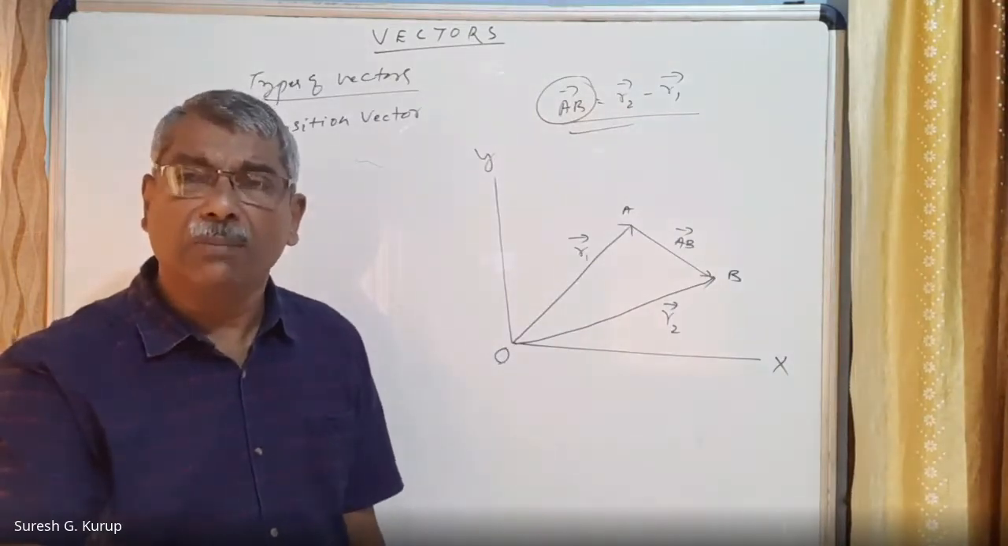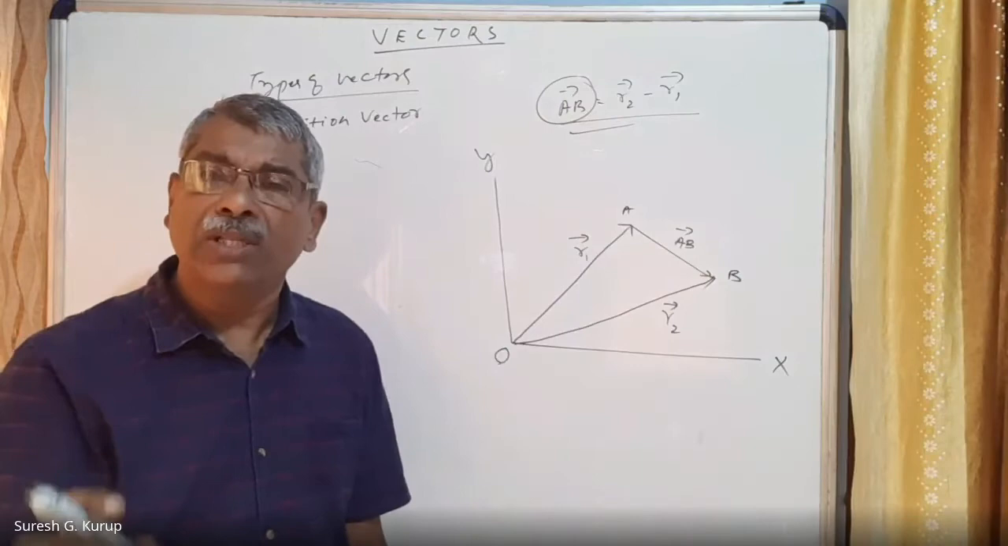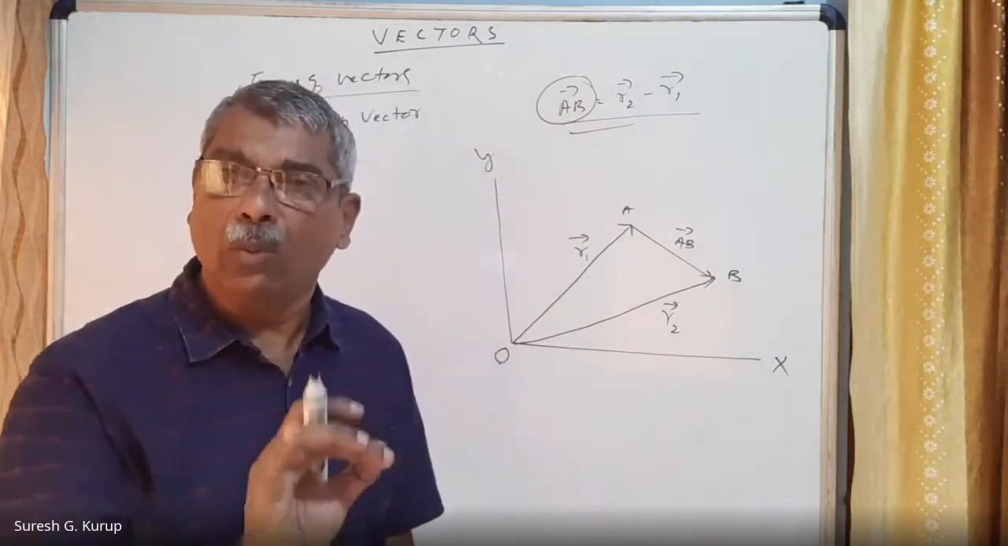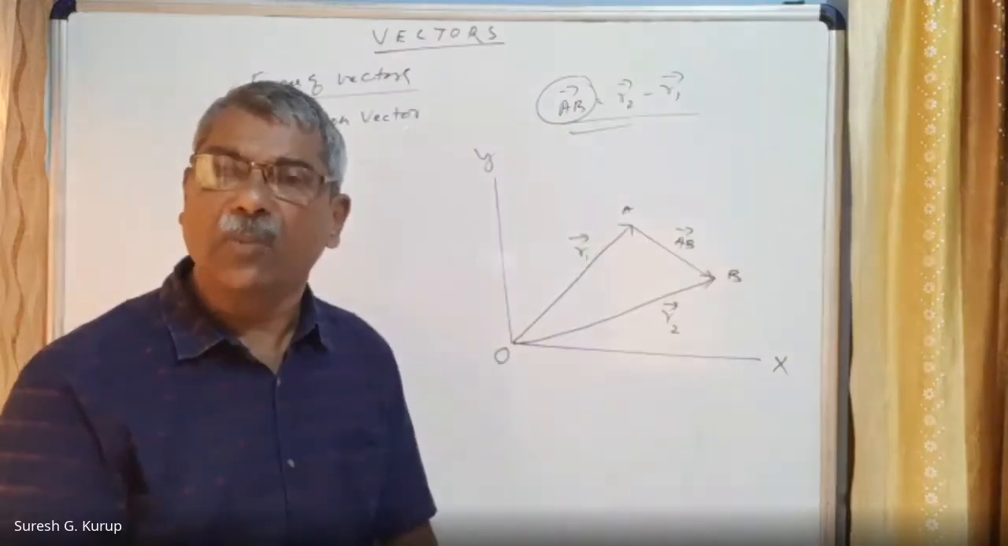The position vector is nothing but the straight line joining the position of the object in the plane to the origin. Put an arrow mark at the end. That is represented by vector r.